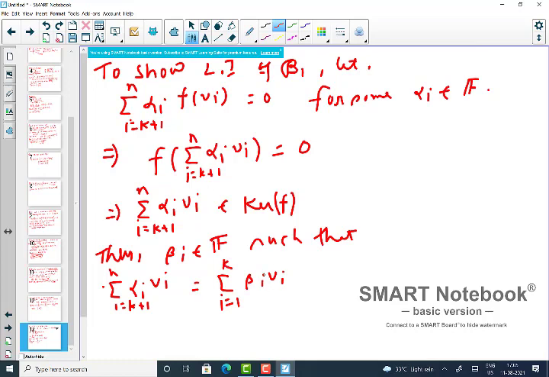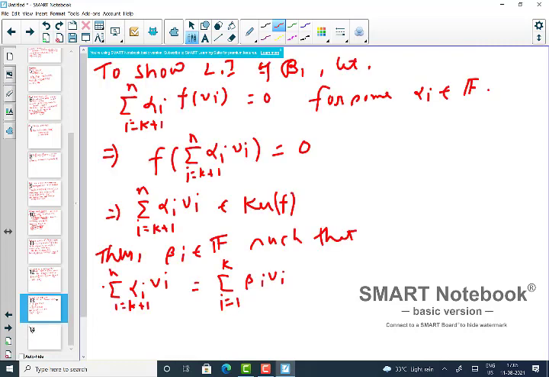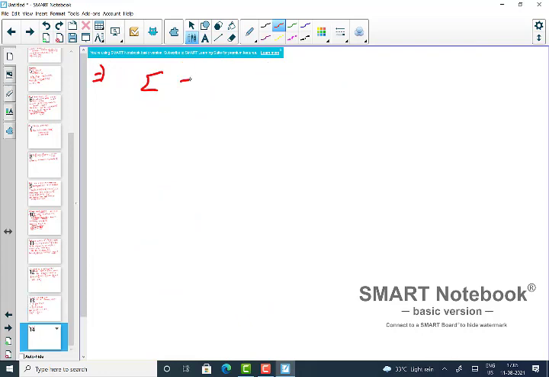Now once you have this, you can write down everything in one place. So this implies what? You take one side, so this is minus the summation of beta_i v_i, i equal to 1 to k, plus the summation of alpha_i v_i, i equal to k plus 1 to n. This has to be equal to 0, right?